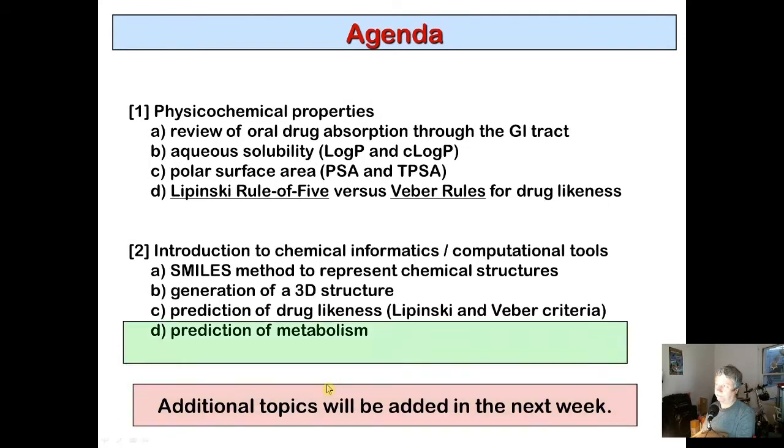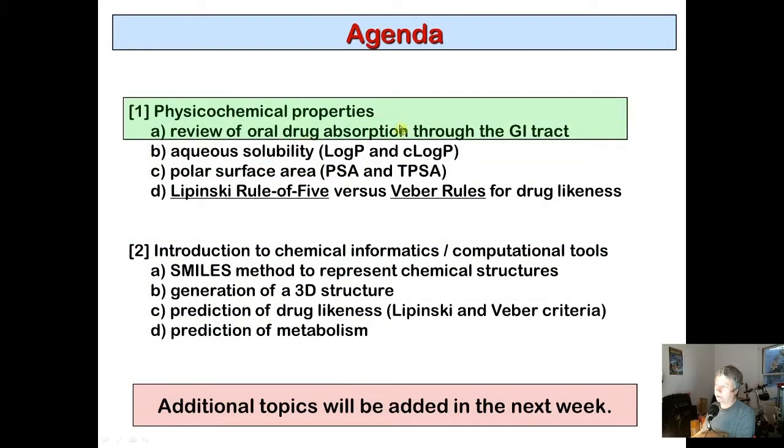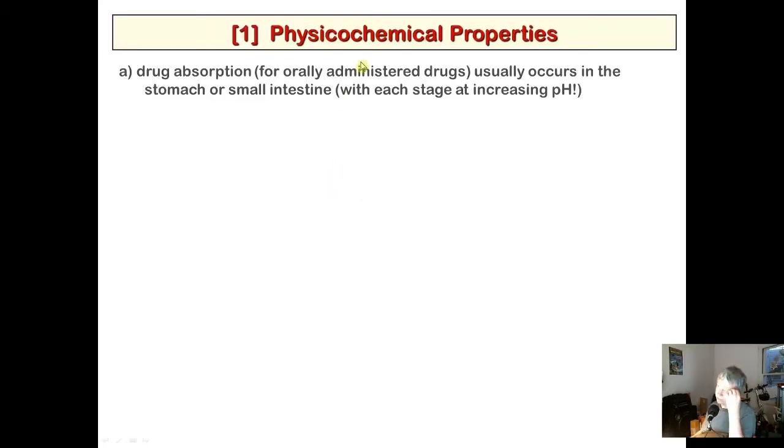All right. Let's talk about physicochemical properties first and talk about oral drug absorption through the GI tract. Okay, so as we've talked about before, absorption of an orally administered drug requires passage through the stomach or small intestine. It can absorb in either the stomach or the small intestine. Interestingly, each stage has an increasing pH, and that can affect the drug absorption.